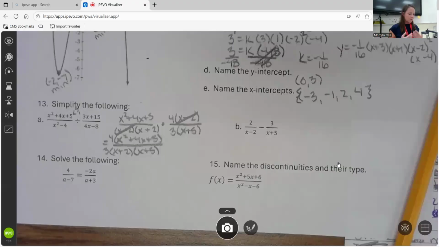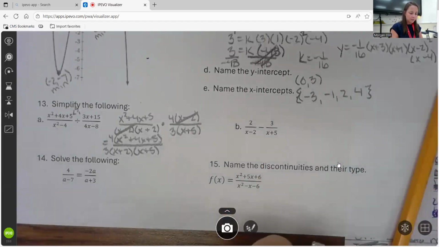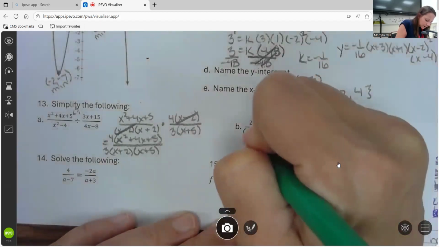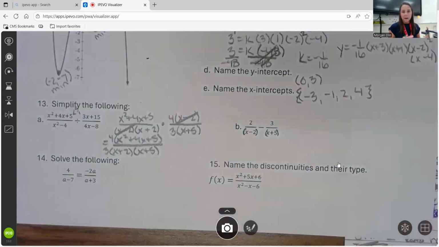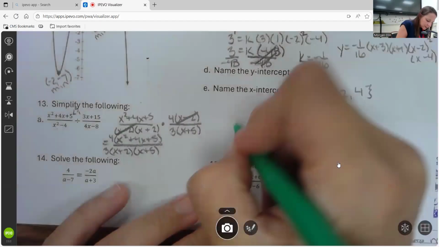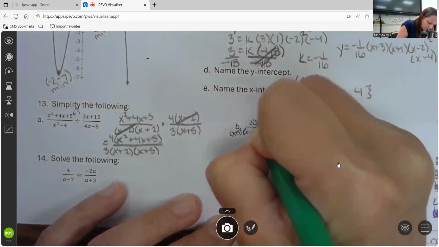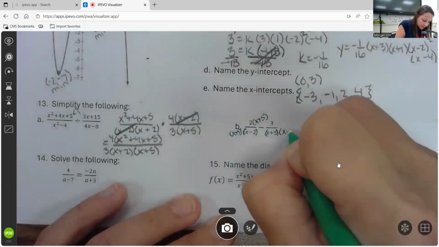Okay, now here, when we're adding and subtracting rational functions, you have to have a common denominator. Do not break this apart, please. Put parentheses around each one of these. The x minus 2 goes together, the x plus 5. They're totally different. If you notice, this one needs an x plus 5, and whatever you do in the denominator, you do in the numerator. This one needs an x minus 2.